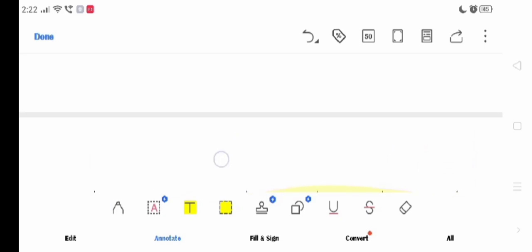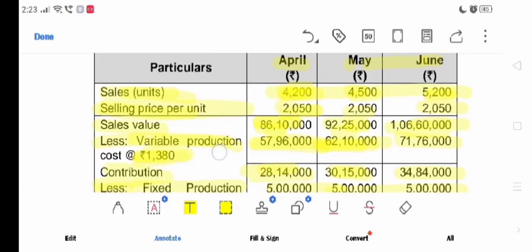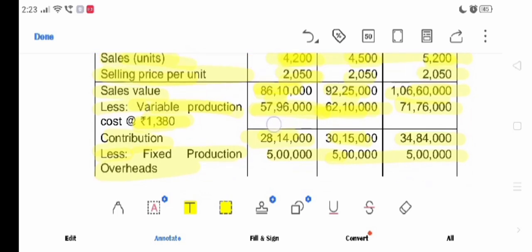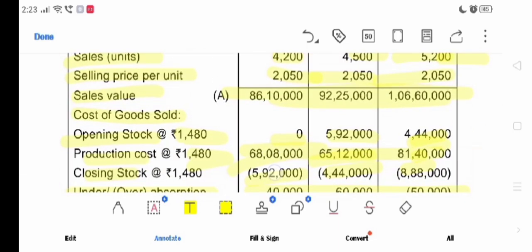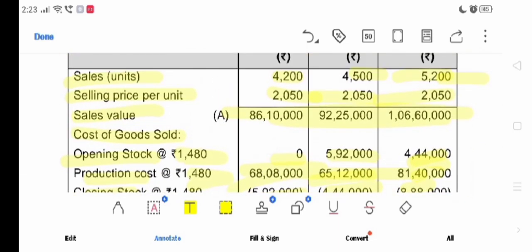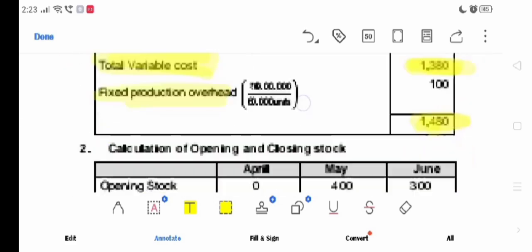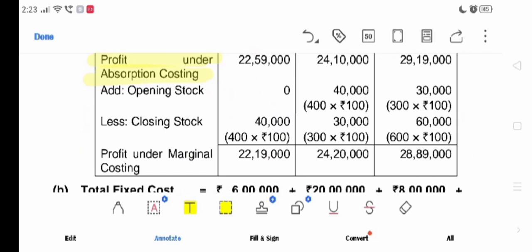Here we have not considered any opening or closing stocks under marginal costing. See, we have only taken sales minus variable minus fixed cost, right? So we have arrived at the profit. But here in absorption costing, we have considered opening and closing stocks, right? So here, where is it? Yeah, here we are going to take this profit.